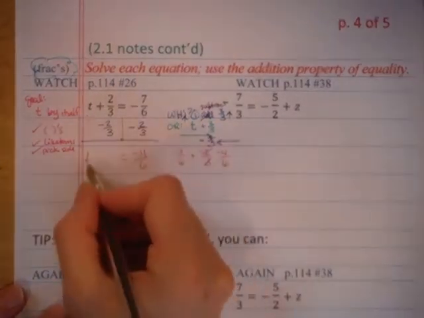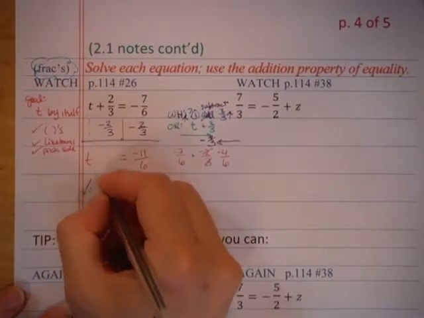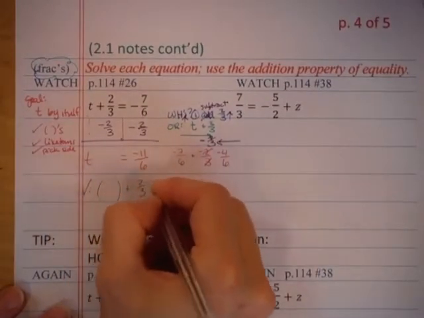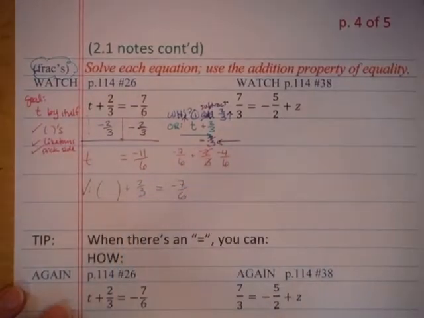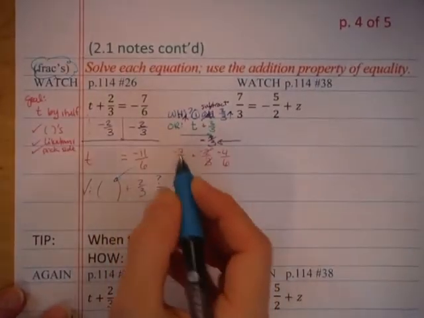So I've got an answer, t's by itself. I've reached my goal. We need to check it back in the original equation here. So t plus 2/3, will that get me my -7/6? If I take my answer and plug it in, will it get me what I expect?